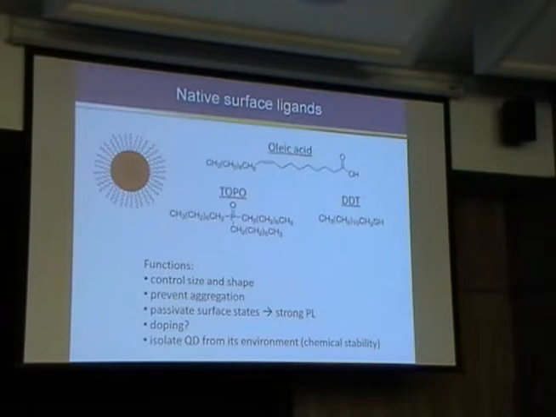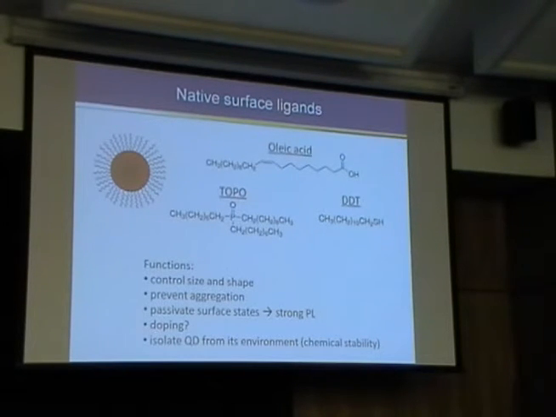So the functions of these native ligands are several. The first thing is these native ligands basically control the size and the shape of the quantum dots during their synthesis. And so these are what allow you to achieve monodispersed particles. They prevent aggregation in solution. They also have an electronic effect, so by sticking onto the surface, they can passivate dangling bonds and other sorts of imperfections on the surface. And that usually is what's responsible for the very strong PL that can be achieved from these kinds of materials.